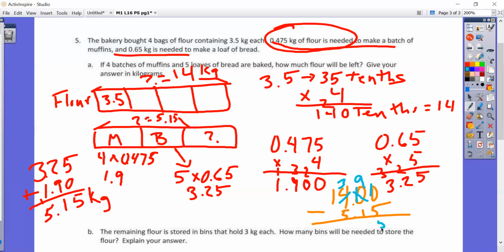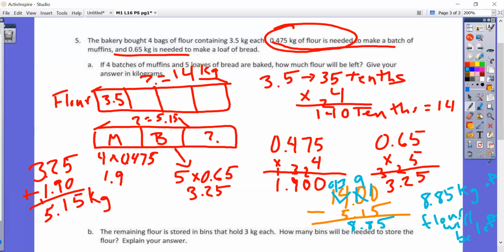10 hundredths minus 5 hundredths is 5 hundredths. 9 tenths minus 1 tenth is 8 tenths. Okay, I need to regroup here for my tenths place to give myself ones to work with. 13 ones minus 5 ones is 8 ones. So the answer is 8.85 kilograms of flour will be left.